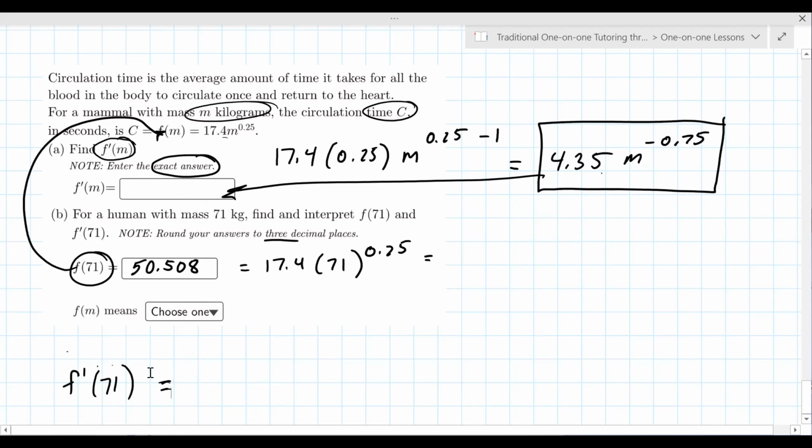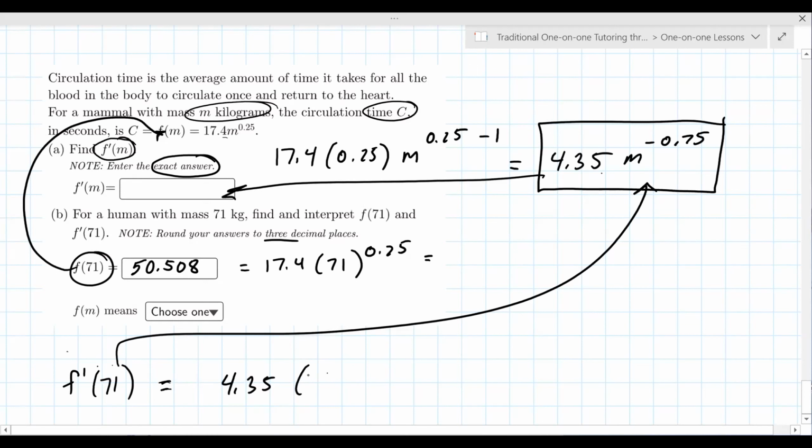But does it also ask for f prime of 71? Yes, it does. So let's at least get that before you share your screen again. That means you're taking the 71 and putting it into the derivative, into this one right here: 4.35 times 71 to the minus 0.75 power. Like I said before, you're going to calculate a derivative, then evaluate the derivative. And that is a lot of what you're doing in the rest of this class.